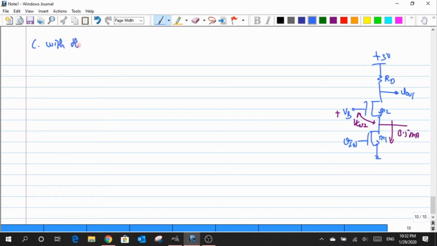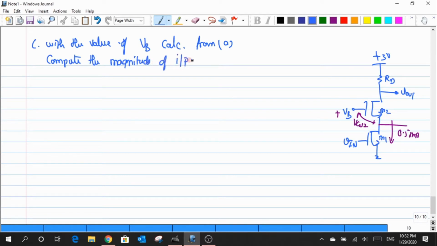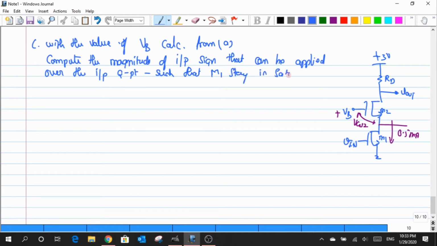Now we will move on to the C part of our question. With the value of VB that was calculated in part A of this question, compute the magnitude of input signal that can be applied over the input Q point such that M1 stays in saturation. It's quite a lengthy problem, and this is where I'm going to connect whatever we discussed regarding the swing.